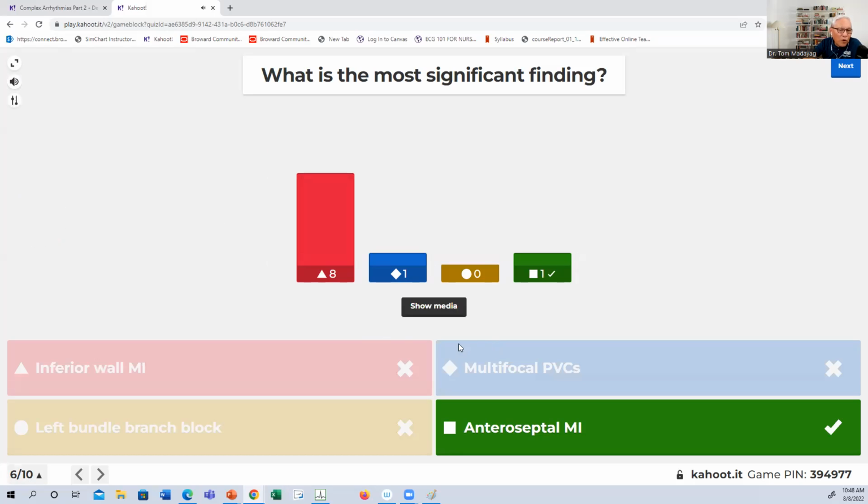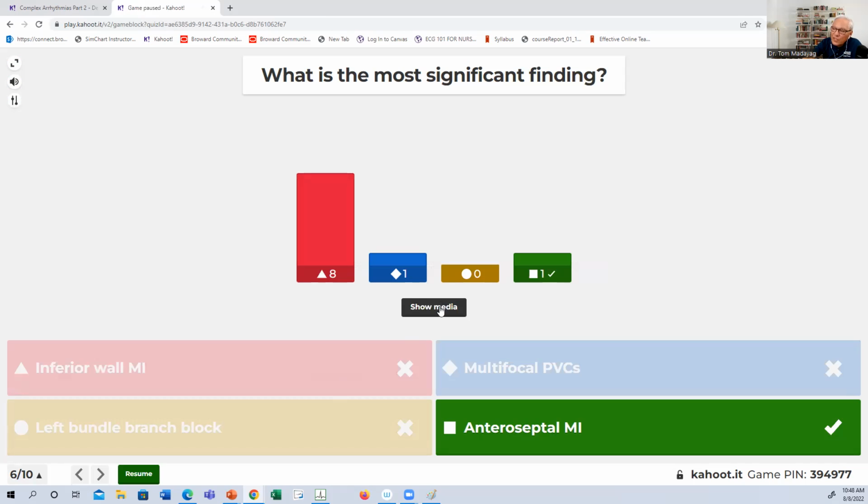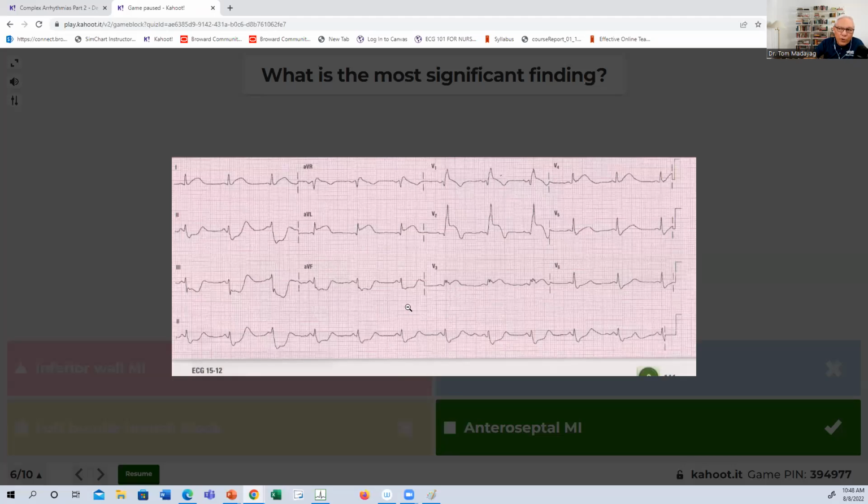Okay, so only one got it correctly, but anyway, a lot of you answered that there is an MI. Oh, let me go back to that one. Sorry, I wanted to discuss that a little bit. So for those of you who haven't attended the 12-lead ECG in the past, please attend next week. But anyway, we have evidence here of ST elevations.